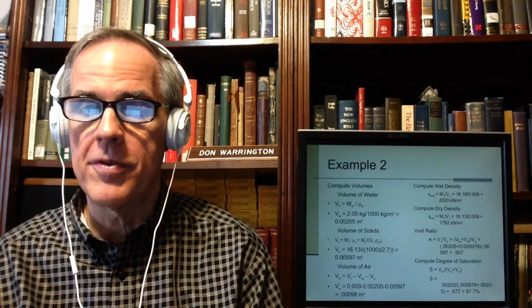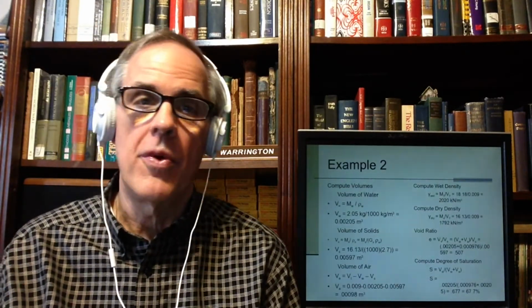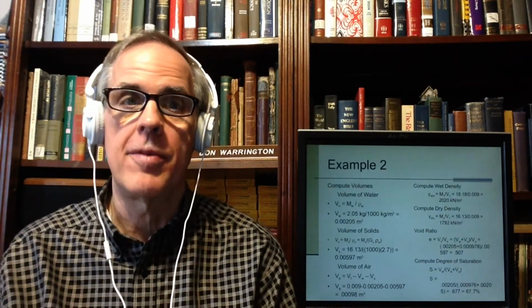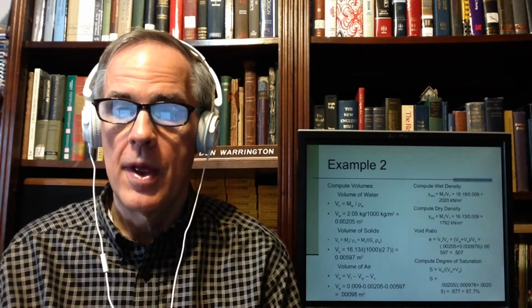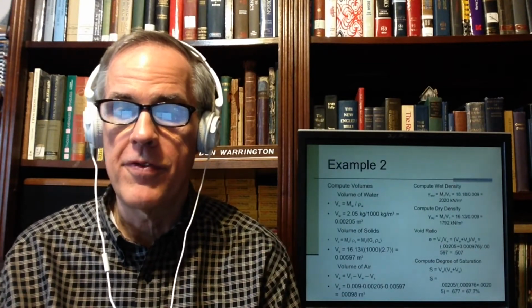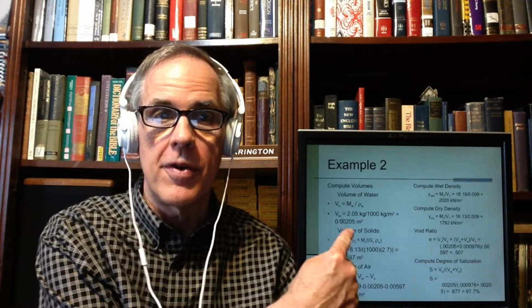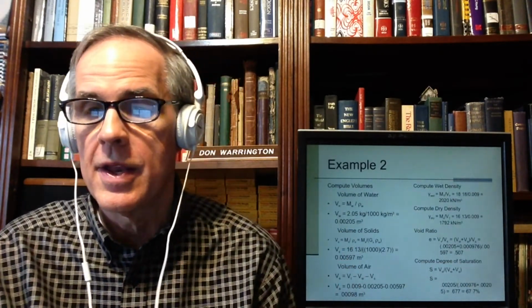The void ratio is equal to the volume of the voids over the volume of the solids, or the volume of the water plus the volume of air, because if you recall, the total volume of the voids is equal to the volume of the air plus the volume of the water. So we simply put those figures we computed over here, and we divide those by the volume of the solids, which we also computed over on this side, and we get a void ratio of 0.507.